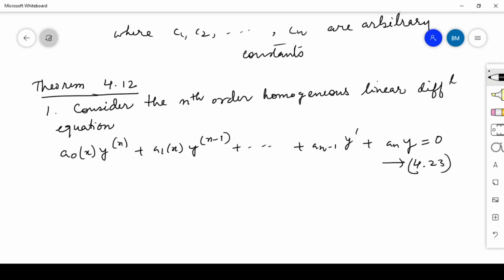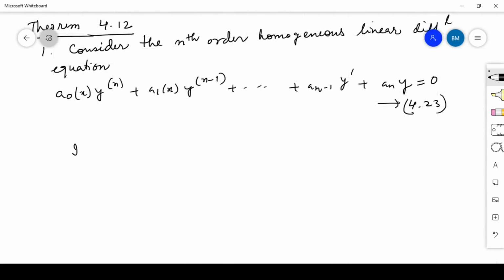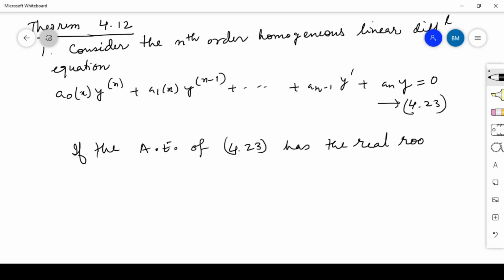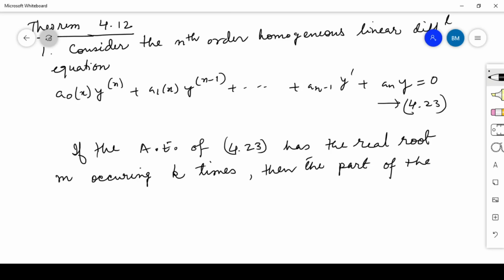Now if the auxiliary equation, I'm writing in short as AE, if the auxiliary equation of 4.23 has the real root m occurring k times, then the part of the general solution of 4.23. But what is the auxiliary equation?